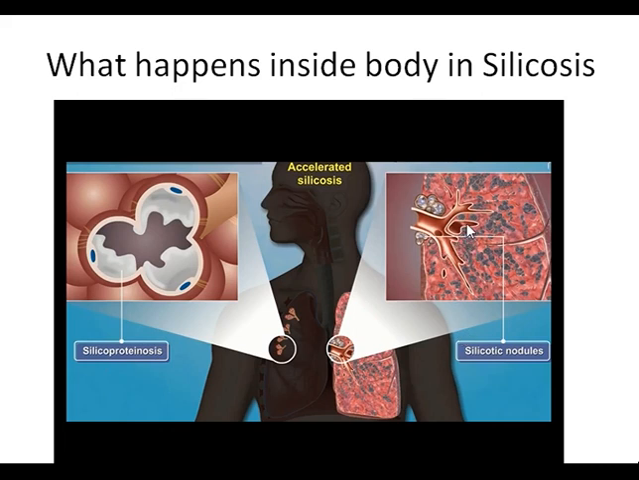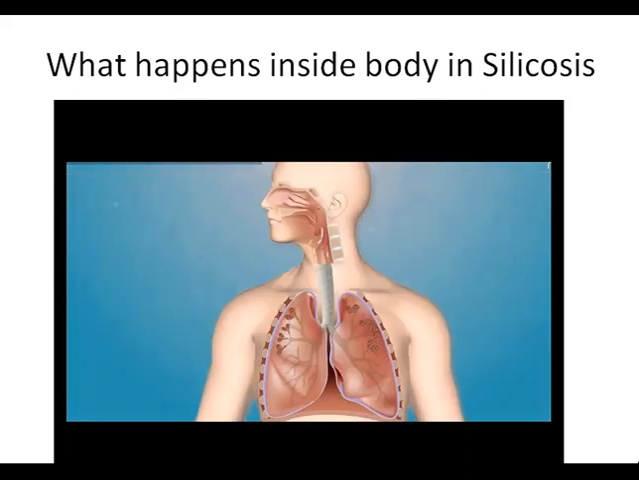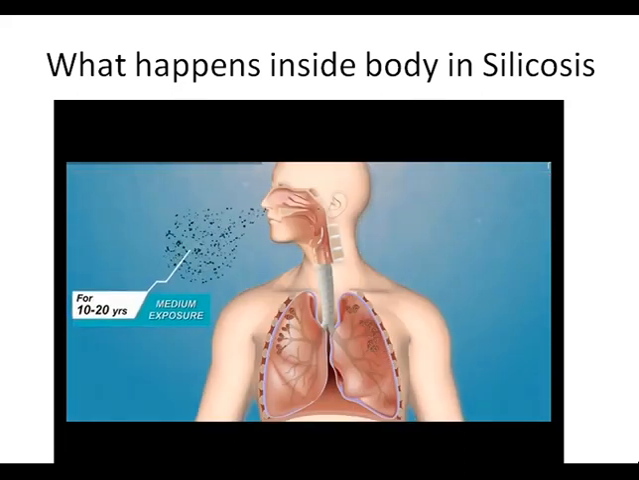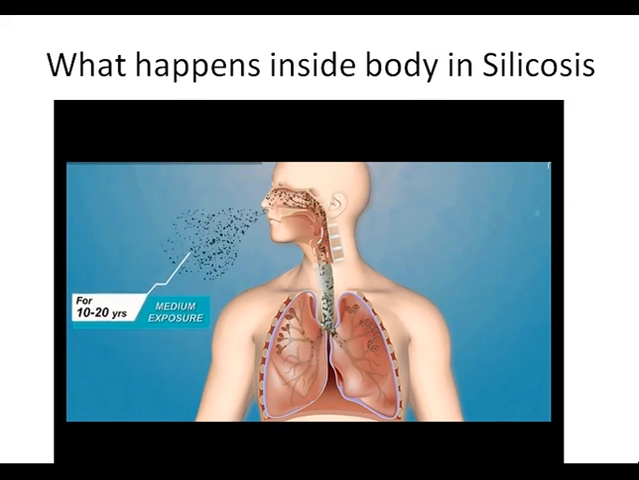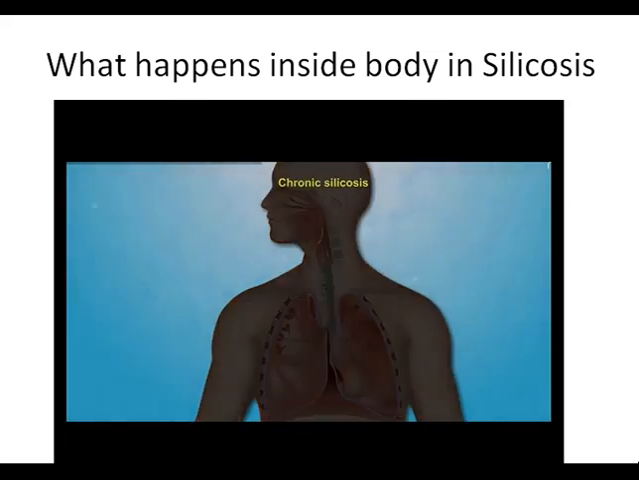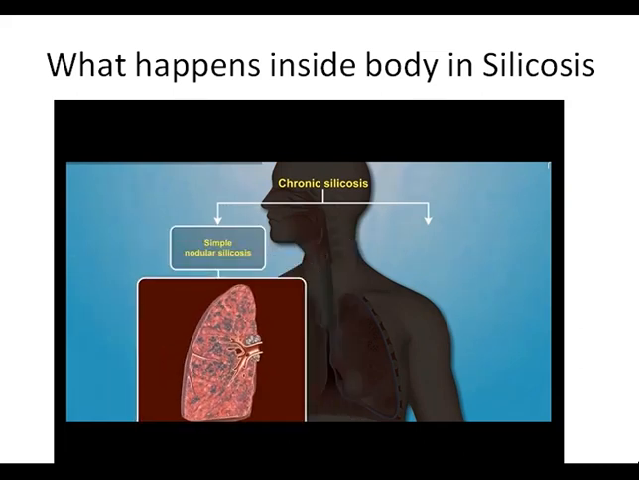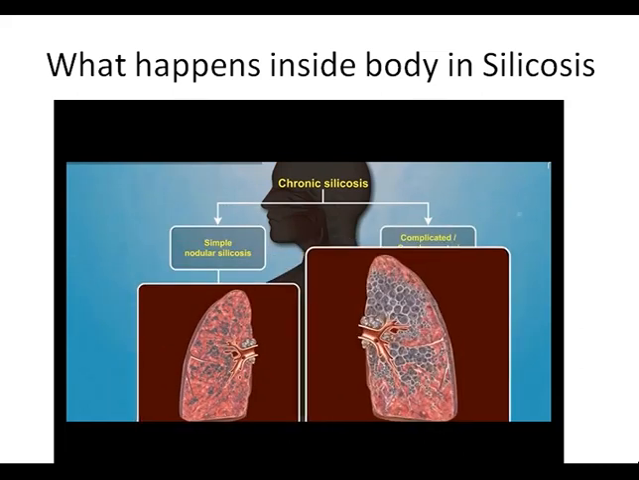Not only on the extreme ends, what you find is the development of certain nodules that are all made up of silica. These nodules are known as the silicotic nodules. So for a medium exposure of duration of 10 to 20 years, what are the changes? The changes in short are summed up as chronic silicosis, which is of two types.